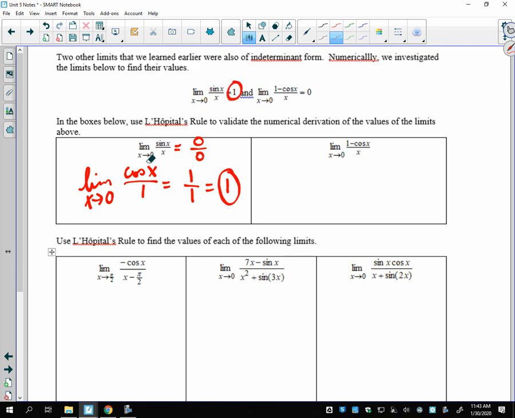It was just 1. What about this one? Again, if I plug 0 in there right now, cosine of 0 is 1. So I get 0 over 0.